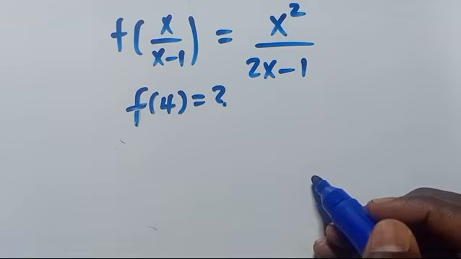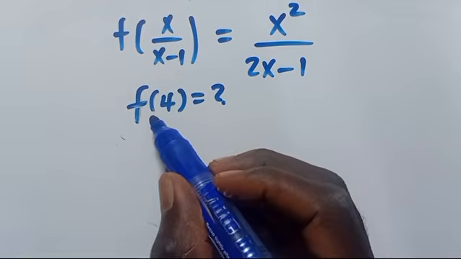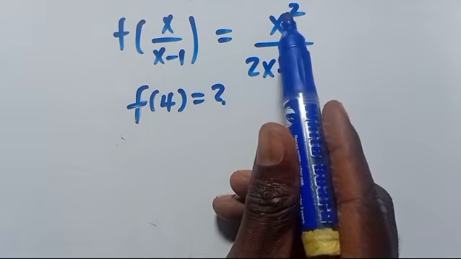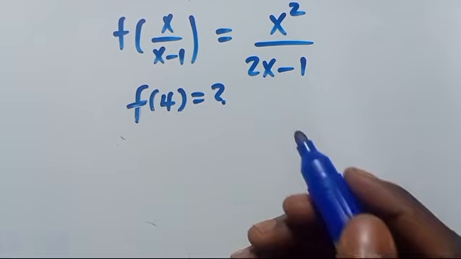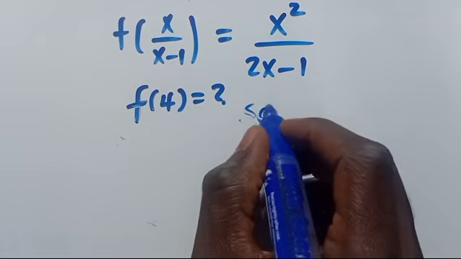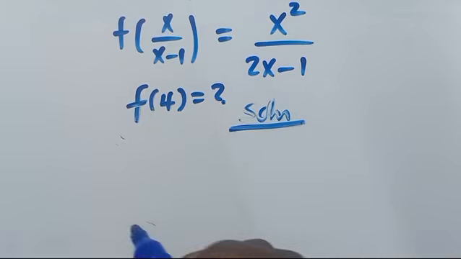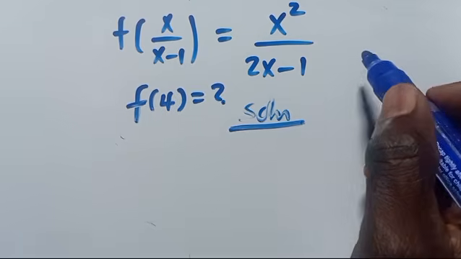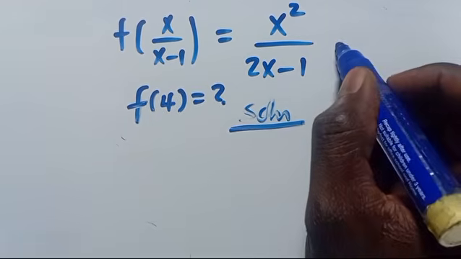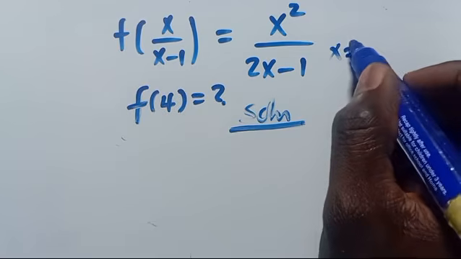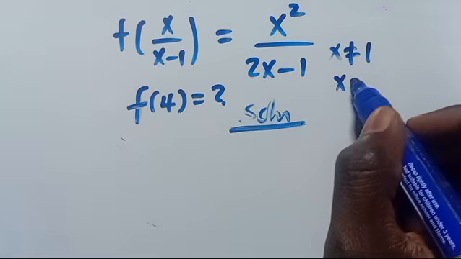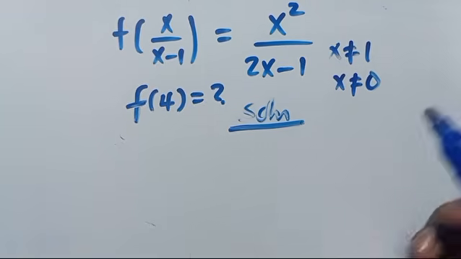What is the value of f of 4, given that f of x over x minus 1 equals x squared over 2x minus 1? Then let's have the solution. So from here, we have to take note that x does not equal 1, and x does not equal 0.